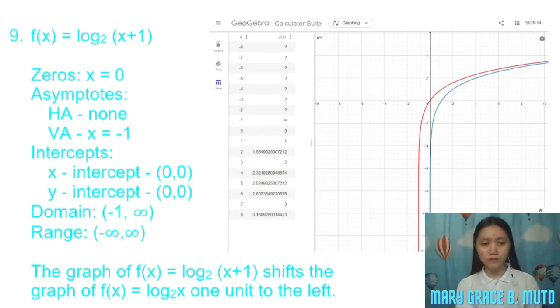Okay, so for number 9, we are given the function f of x equals log base 2 of the quantity x plus 1. So we have its graph and its table of values. From this, we can identify its characteristics. So we have the zeros, x equals 0. Then horizontal asymptote, we have none. And for the vertical asymptote, we have x equals negative 1.